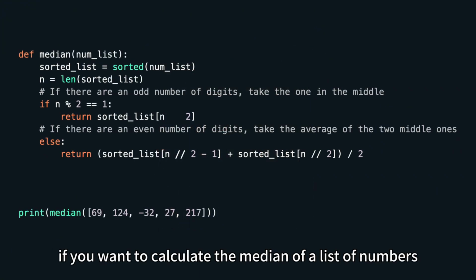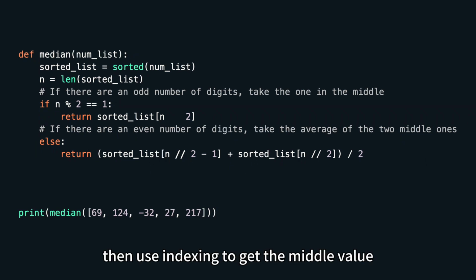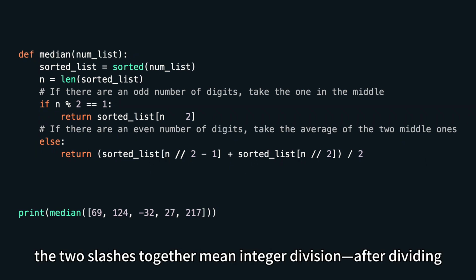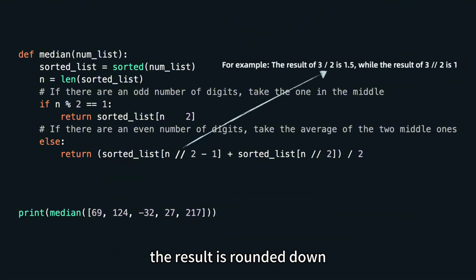For example, if you want to calculate the median of a list of numbers, you could write your own function. First sort the list, then use indexing to get the middle value. Here, the two slashes together mean integer division. After dividing, the result is rounded down.